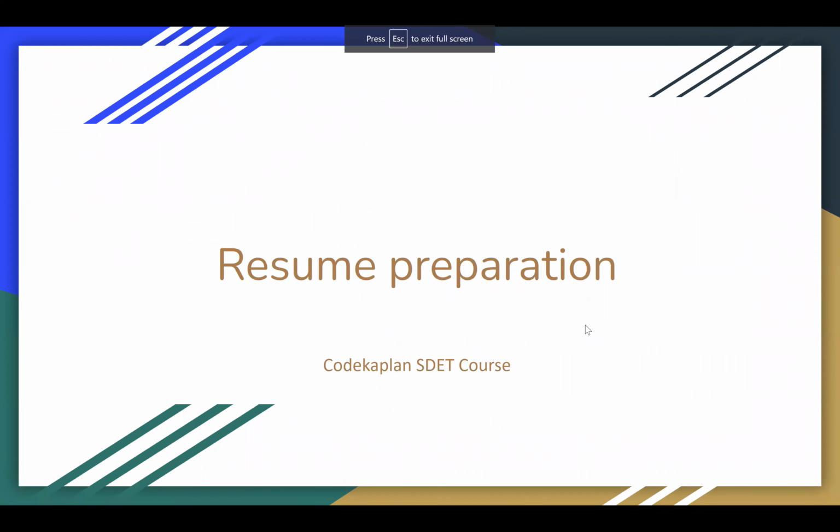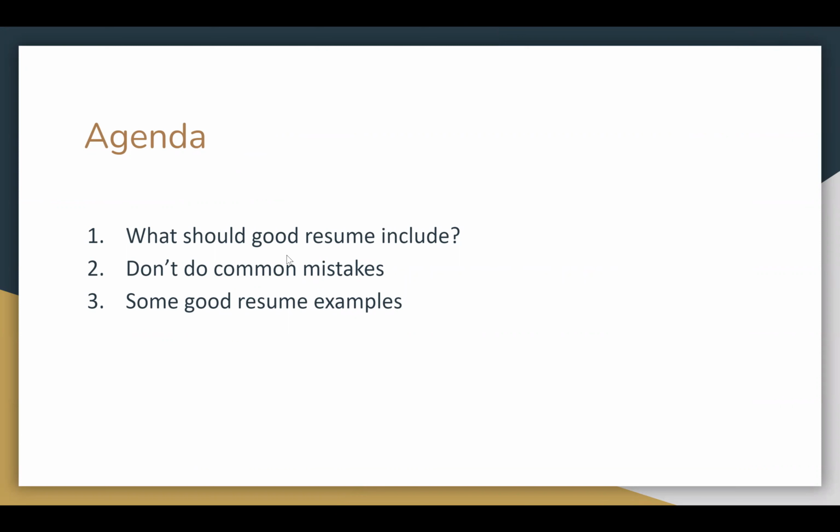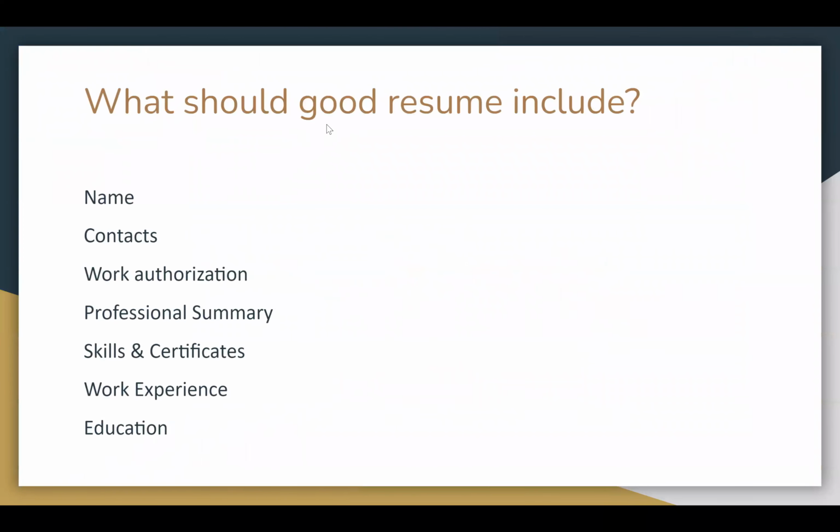So today we're gonna talk about resume preparation. The agenda is: what should a good resume include? Don't do common mistakes. What to put in the resume, what not to put into the resume, and I will show you some good resume examples. So what should a good resume include? Usually it should include the name, contacts, work authorization, professional summary, skills and certificates, work experience, and education.